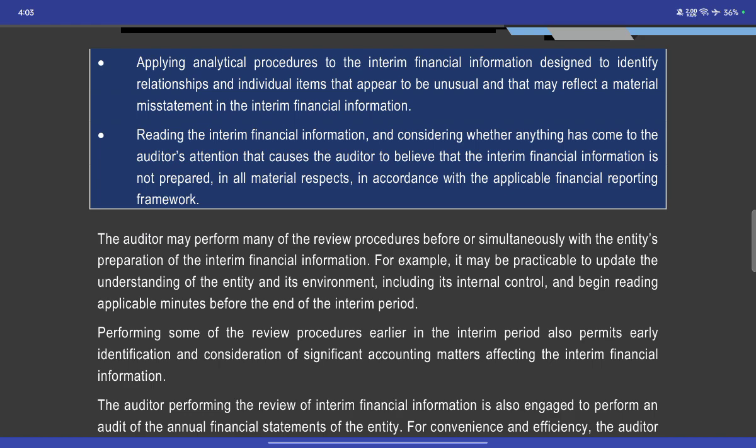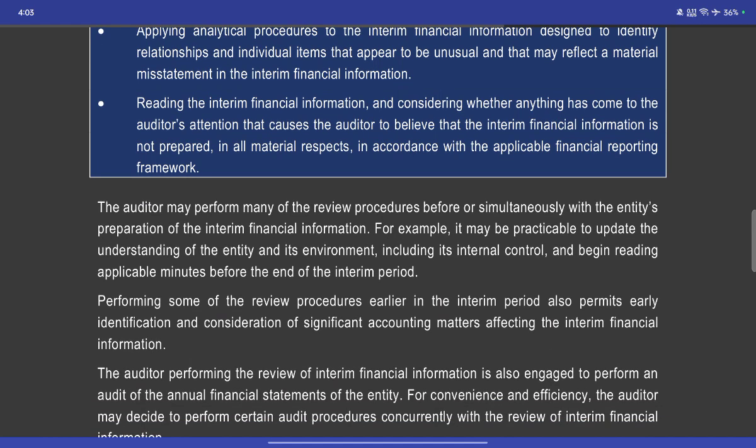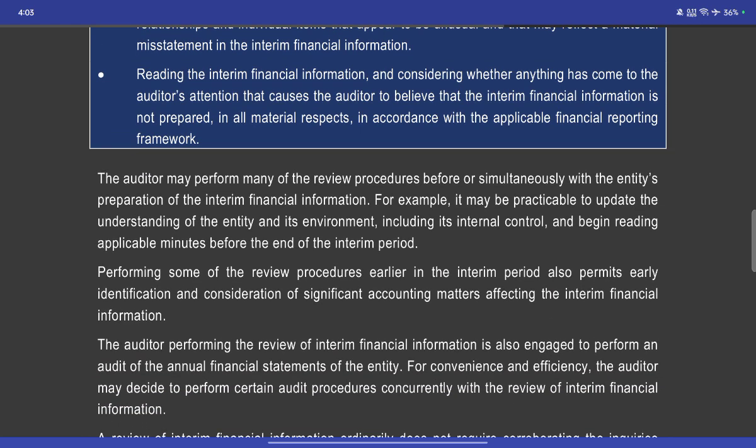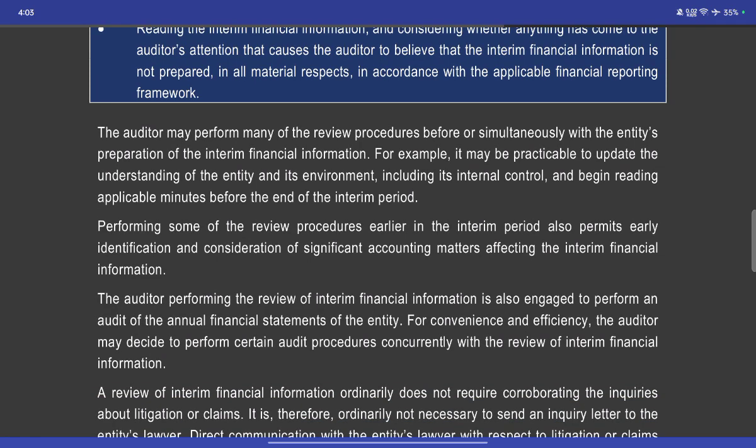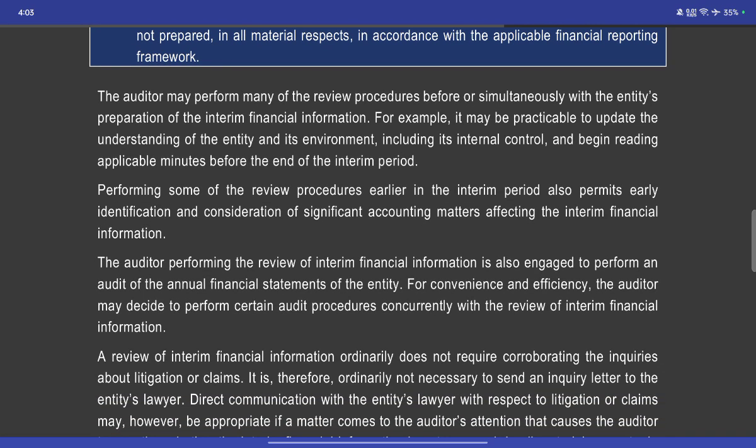Reading the interim financial information and considering whether anything has come to the auditor's attention that causes the auditor to believe that the interim financial information is not prepared, in all material respects, in accordance with the applicable financial reporting framework.